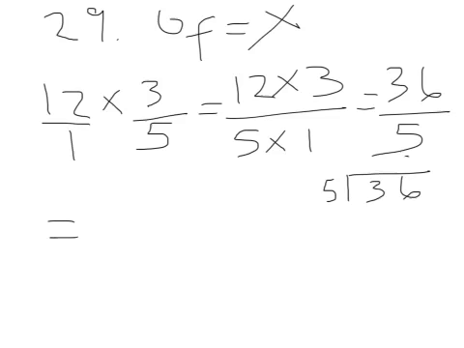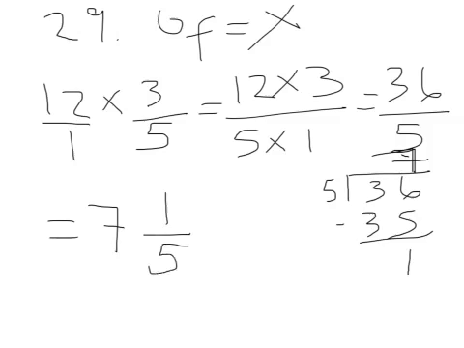5 goes into 36 about 7 times. 7 times 5 is 35. And look what I'm going to do now. I'm going to write the 7 first. The remainder goes on top, and the 5 goes on the bottom. I am done. Bam.